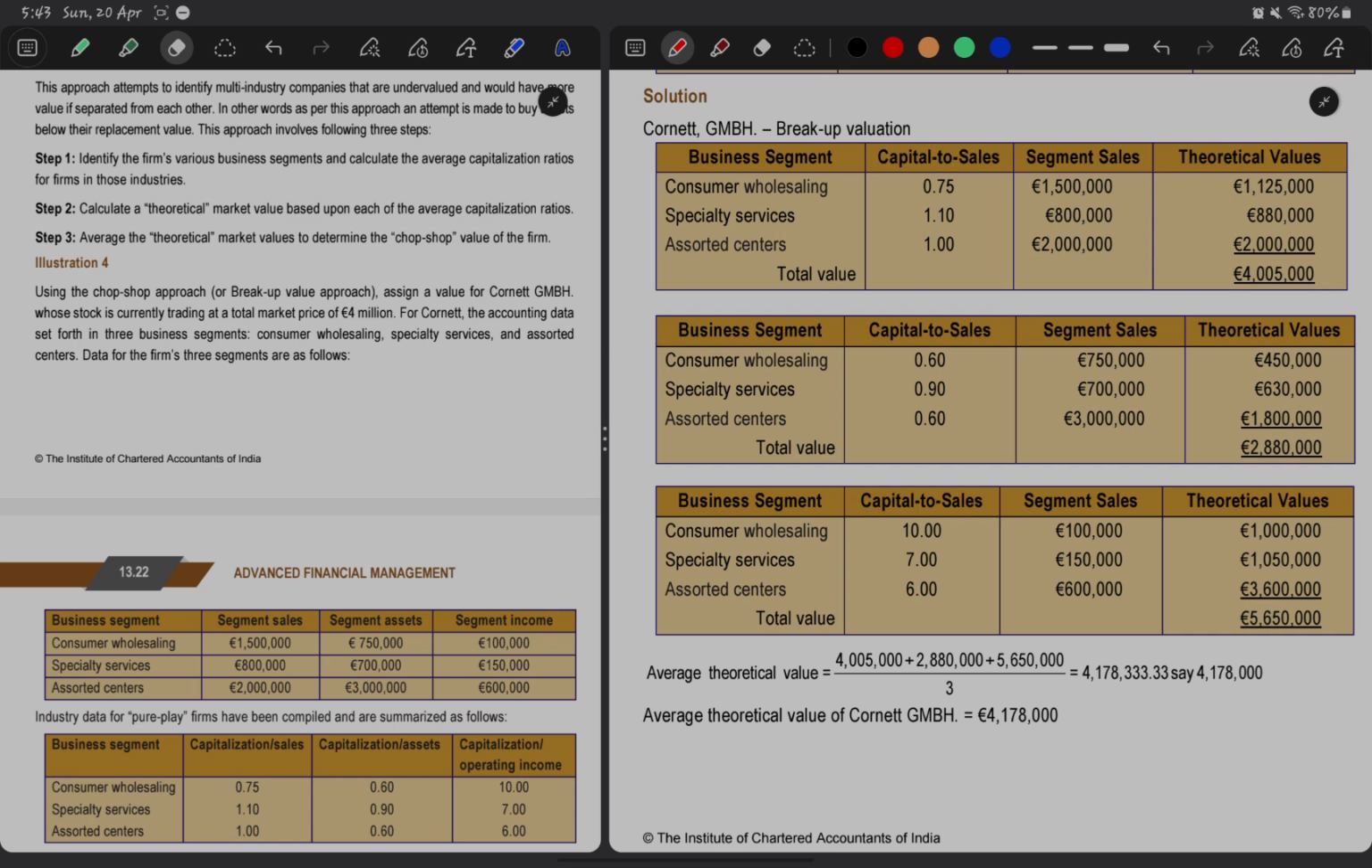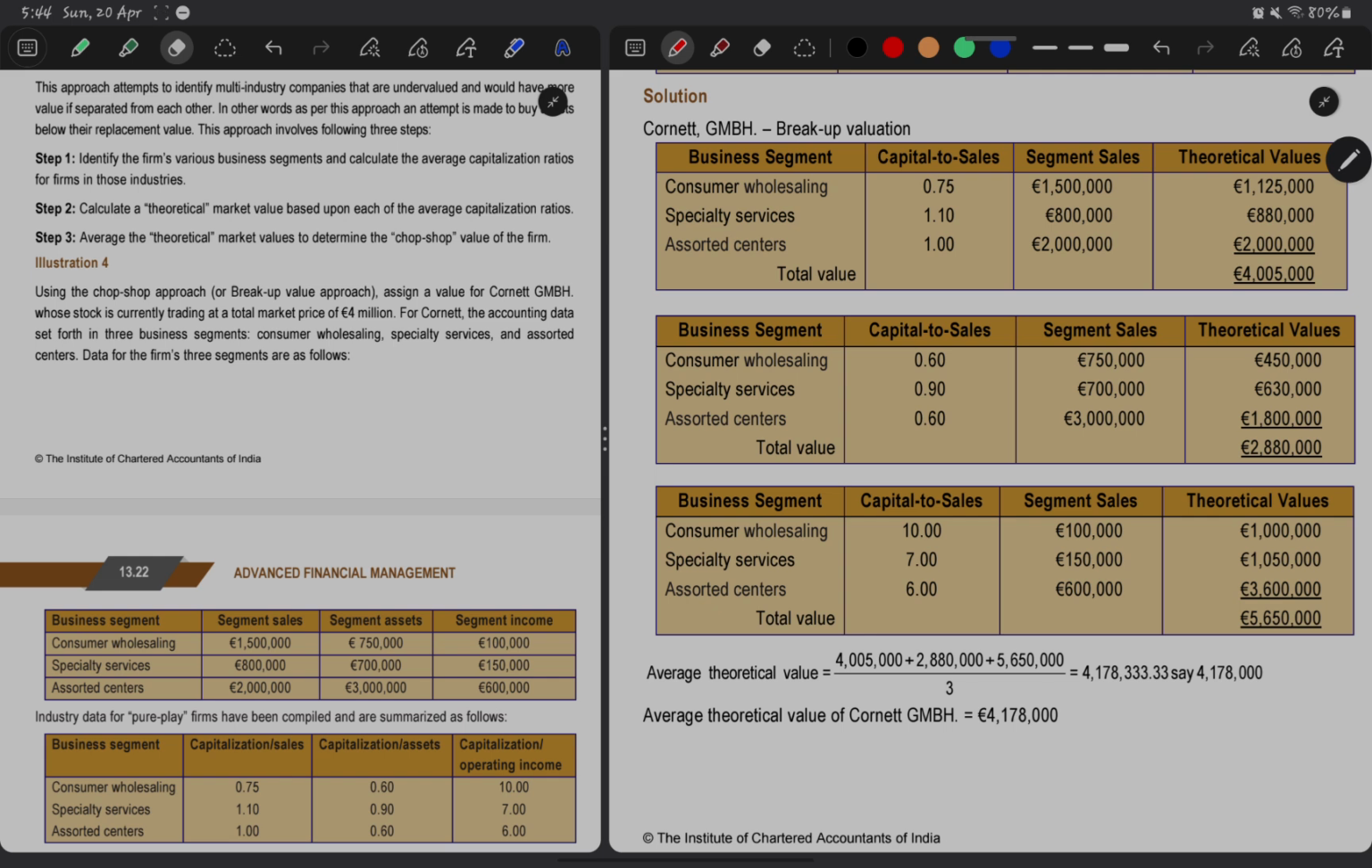So business segment data is given: segment sales, segment assets, and segment income. And the industry data for pure play firms has been compiled and is summarized as follows. Some ratios are given: capitalization to sales, capitalization to assets, capitalization to operating income, for consumer wholesaling, specialty services, and assorted centers. Now let's see what these pure play firms are.